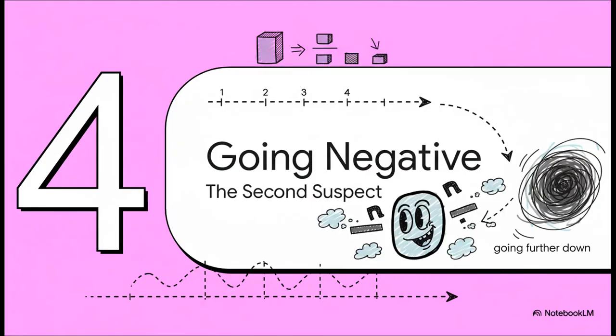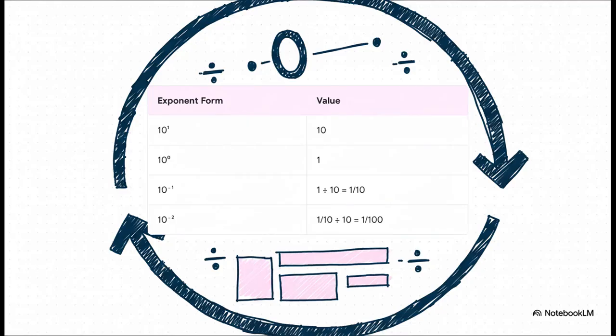Okay, we've cracked the code for 0, but our investigation is not over yet. We still have that other suspect, the negative exponent, on the loose. So what do you think happens if we just keep this pattern going? What if we go even farther down the number line? We just keep doing the exact same thing. We start with our new value, 1, and we divide by 10 again. That gives us 1/10. Divide by 10 again, and we get 1/100th.